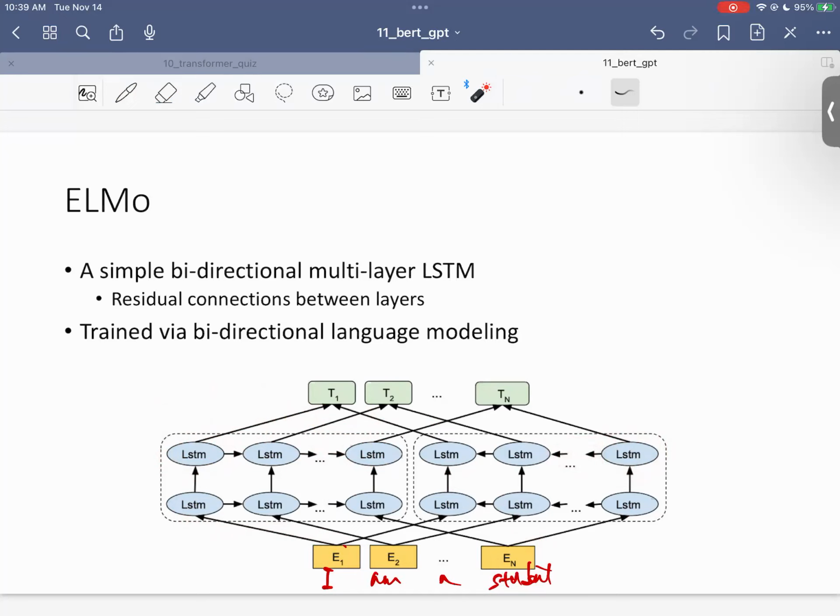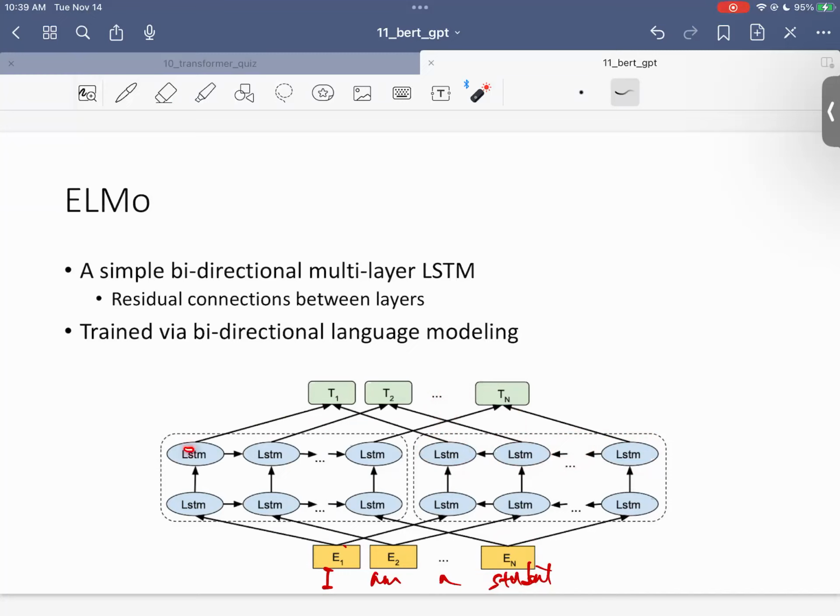And then this to be predictive of A, and this to be predictive of M. No, let me see. Actually, we put student in. So yeah, this should be predictive of A. Sorry about that. This should be predictive of A. This should be predictive of M. This should be predictive of I, and this should be predictive of probably the start symbol. So that would be it.